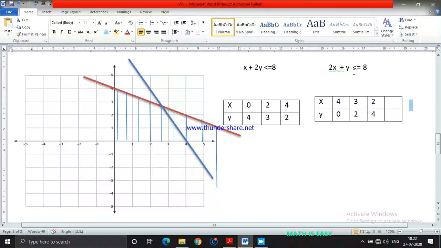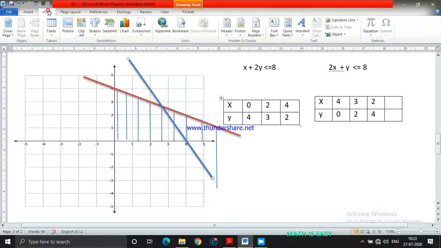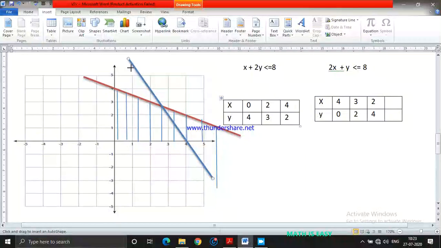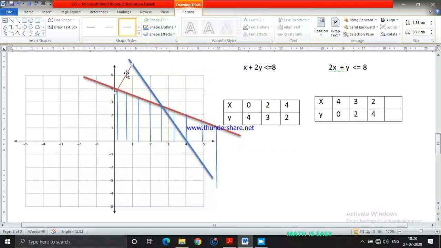Next one is 2x plus y is less than 8. This is the line which represents 2x plus y is less than 8. I have to decide whether the solution is above or below. Obviously it is below. You can still check. For example, if I take (1, 1), you get 2 plus 1 is 3, and 3 is less than 8. So below this line will help me think of the solution. If you want, you can change the color of this one.